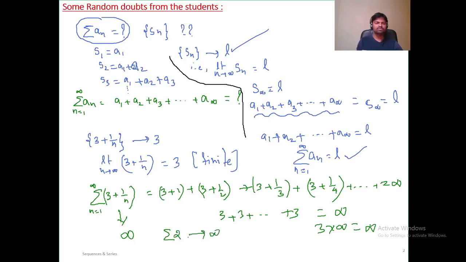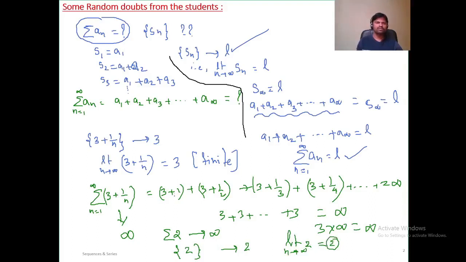Because 2 plus 2 plus 2 plus 2 plus, how much do you get? 2 into infinity will get, that is infinity. But if you look at the sequence, the constant sequence comes to 2 only. Why? Because the limit as n tends to infinity of a_n, and instead of a_n you are having 2. What is the limit as n tends to infinity of 2? It is 2 only, a finite number. Therefore, the sequence comes to 2. But the series diverges. Hope it is clear now.